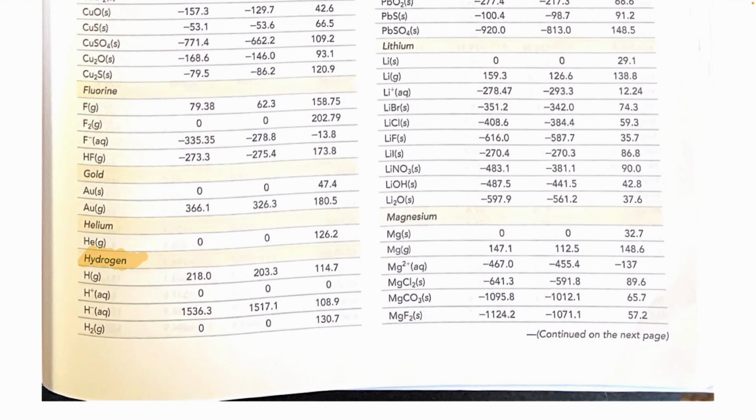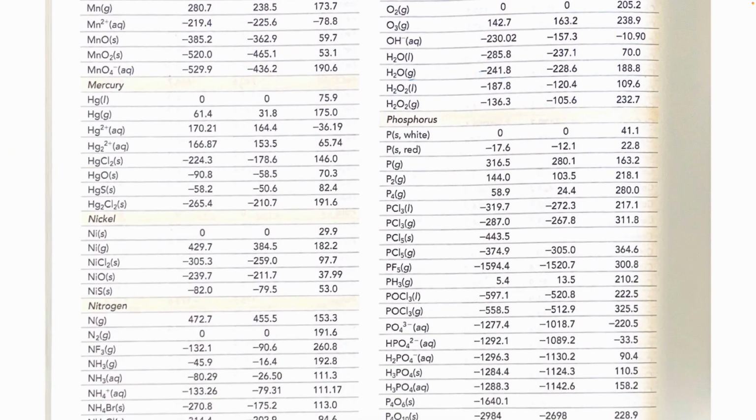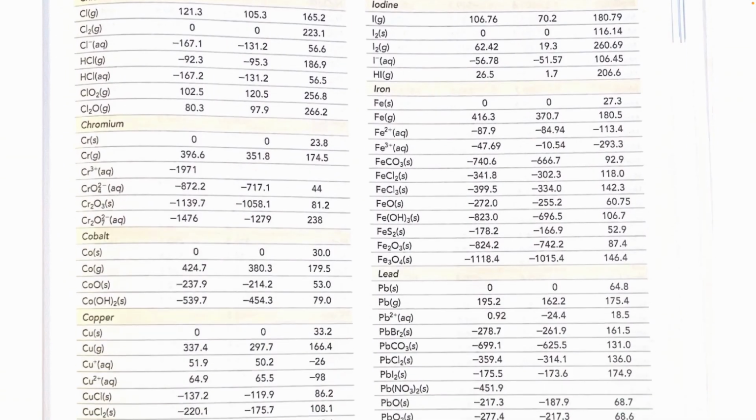We're trying to look up each of these compounds in our chemical equation. One of them is that H2 gas, so I'm going to record that delta H value of 0 for hydrogen. All right, we've got to continue to find our values here. Oh, they're all going to be in alphabetical order.